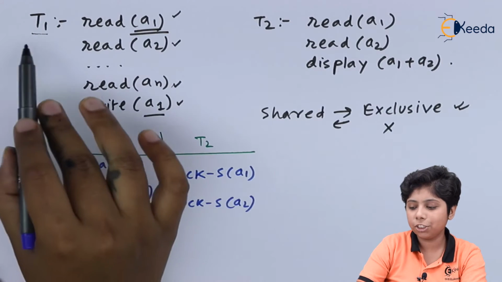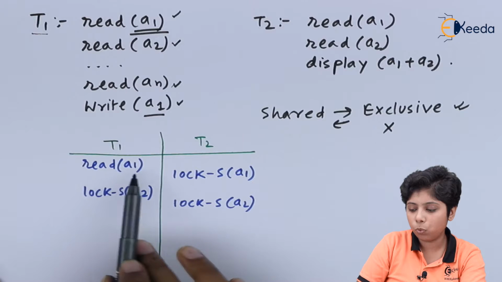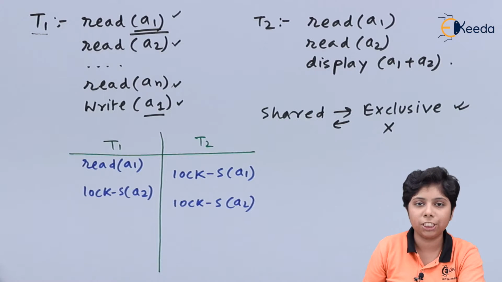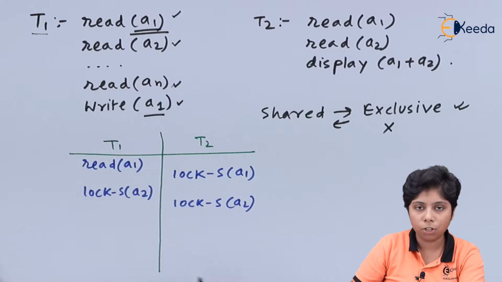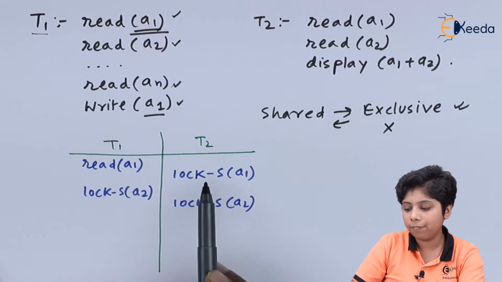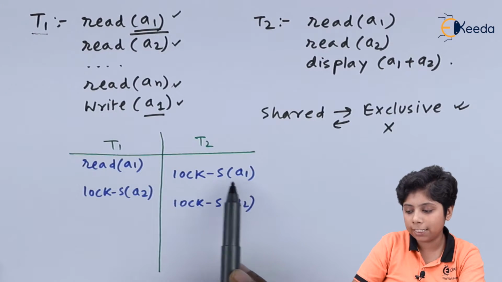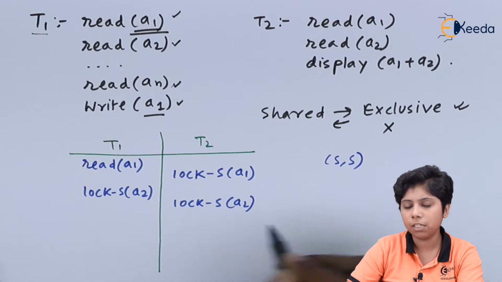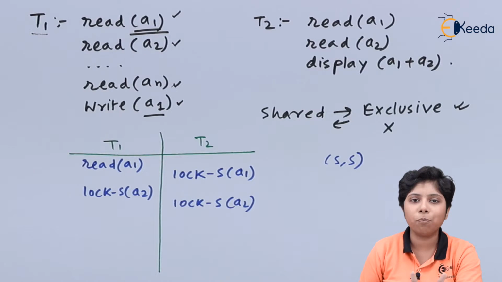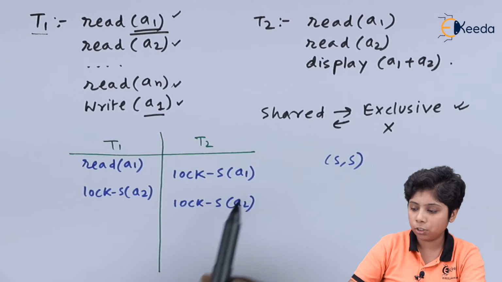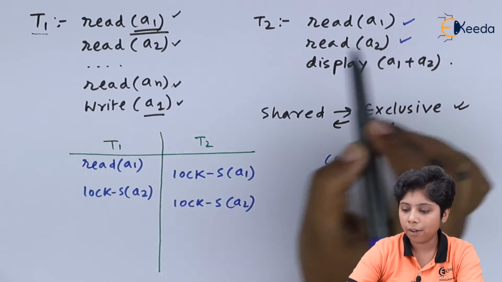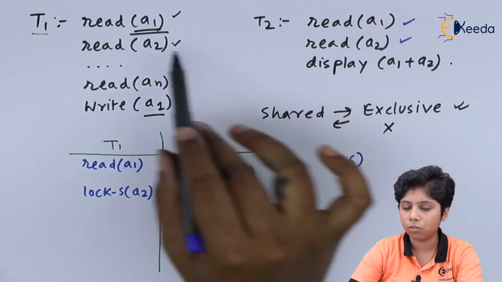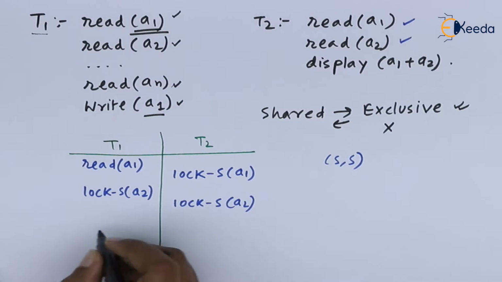See, for the transactions T1 and T2, we are showing that read A1 means we are having a shared lock on the A1 data item. So we can have a shared lock on a data item by another transaction because S is compatible with S. We can have both shared locks on the same data item from two different transactions at the same time. Same goes with A2 till now. So we have performed read A1, A2 for transactions 1 and 2.